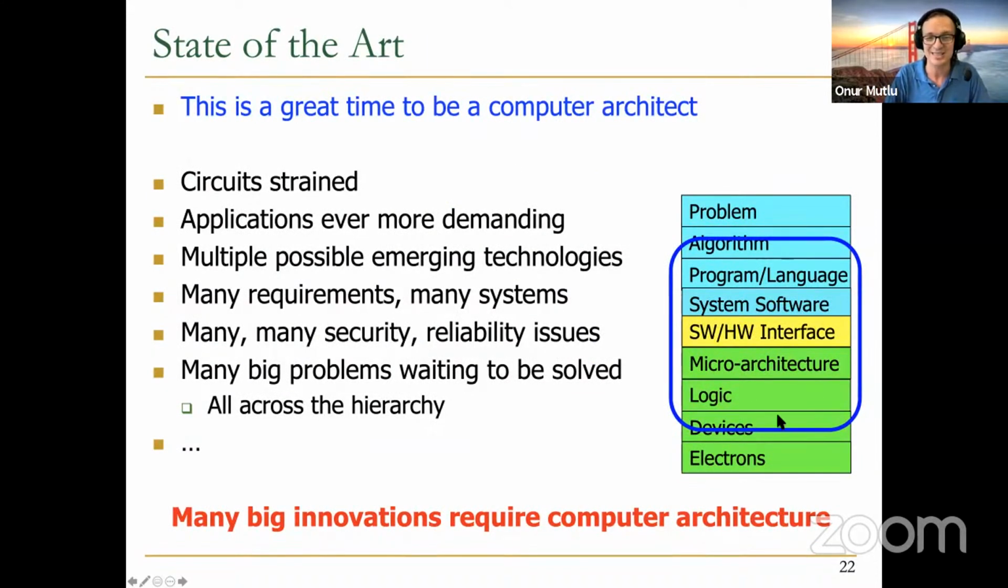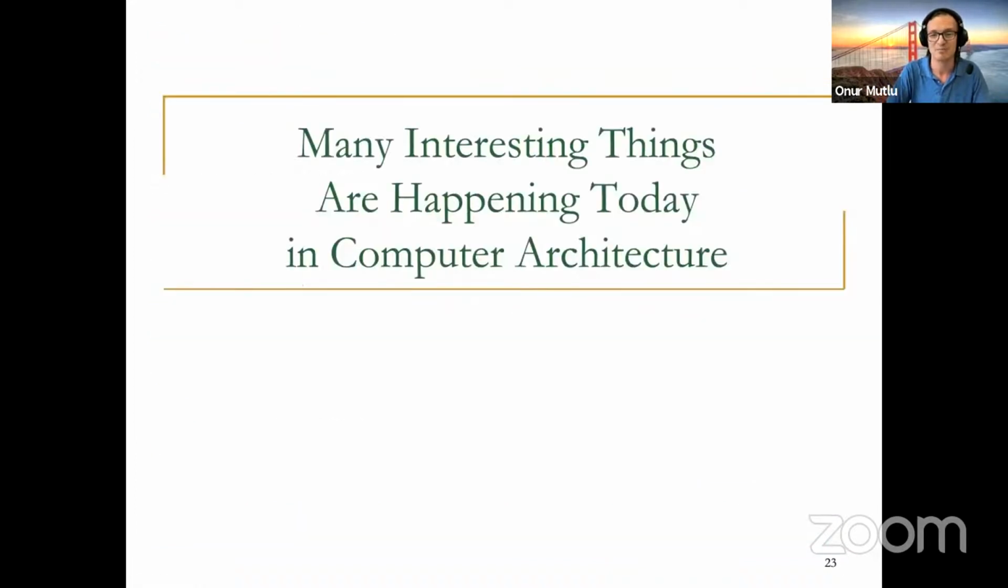Okay, so as I said, this is a great time to be a computer architect because a lot of things in the system are strained. Applications are more demanding. There are many requirements. There are multiple possibly emerging technologies, many issues, and many big problems waiting to be solved. And many big innovations require computer architecture going into the future, as we have been seeing in systems. And remember, I showed you many interesting things happening today in computer architecture in the first lecture, lecture 1 of this course. Now, many interesting things actually happened during the course of this course. I'm not going to cover all of them. I'm going to show you a few.